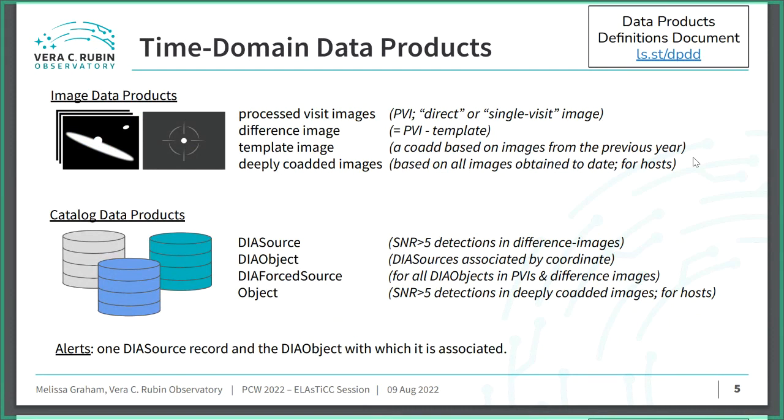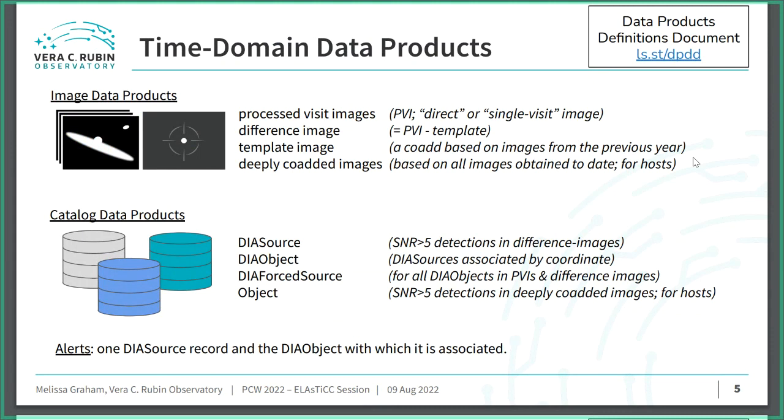It's just the single visit that was obtained of a single area of sky at a time in a filter. So those are the PVIs. Then we have the difference images that we just talked about, the template images, and the deeply co-added images. So the first three are sort of obvious in how they relate to time domain data products. But I've included those deeply co-added images in this list because that's where you get the host galaxy and the populations from, so the context for your transient of interest. So those are the image data products that we would expect you to be using for transient science.